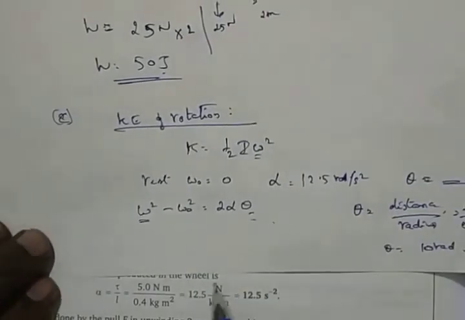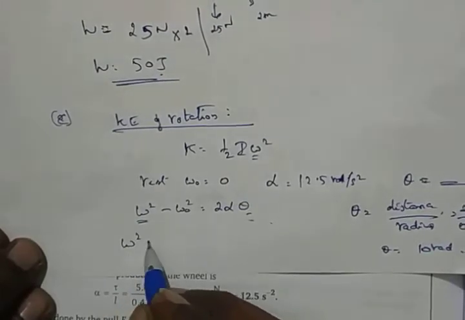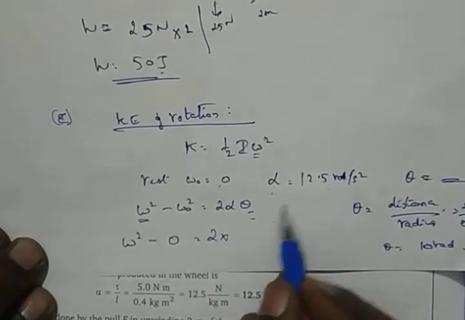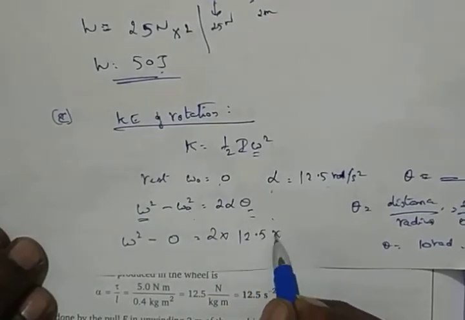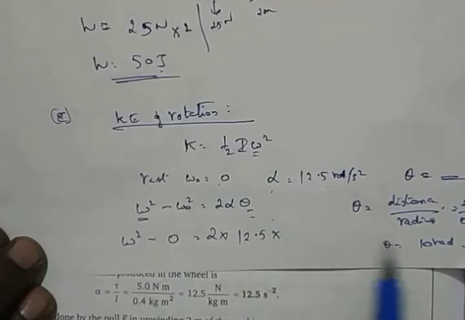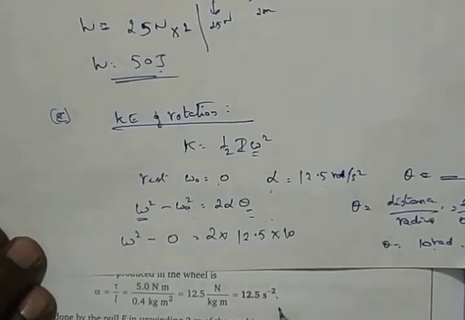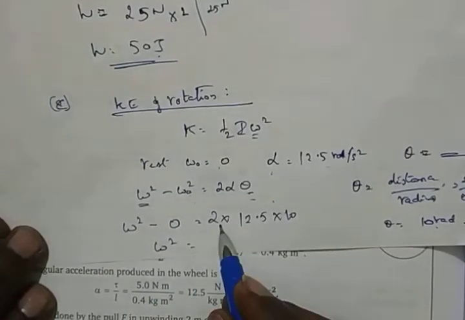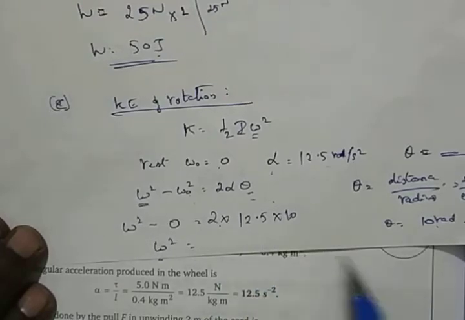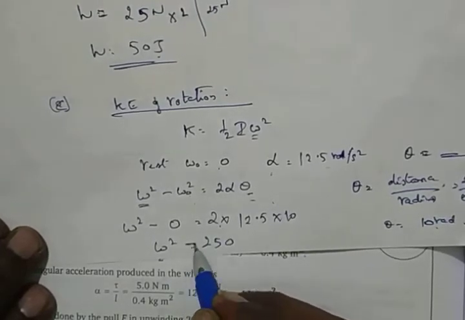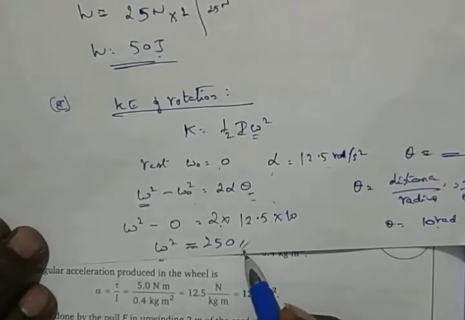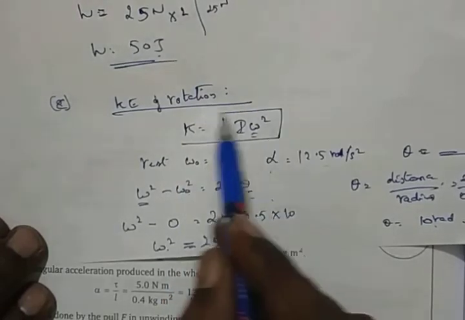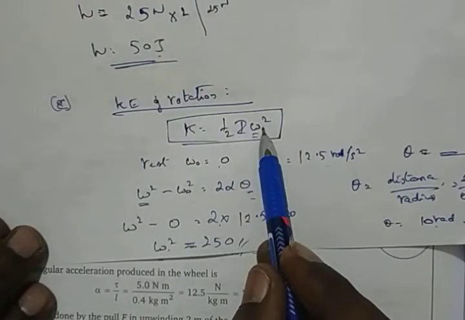Now put everything here. Omega square minus 0 is going to be equal to 2 into alpha, 12.5, into theta, which is already here as 10, because it's at rest. So omega square is going to be equal to 2 into 12.5 into 10, which is 250. So we are not going to find omega here. Omega square itself is fine because you have to substitute it in this one.